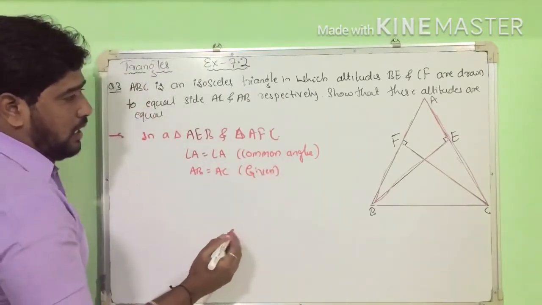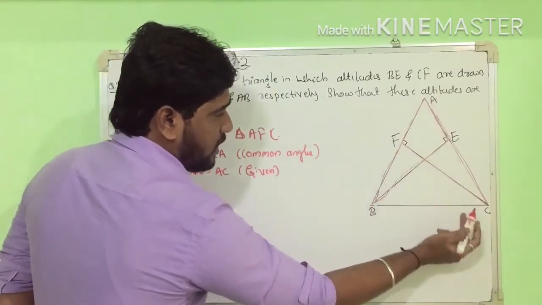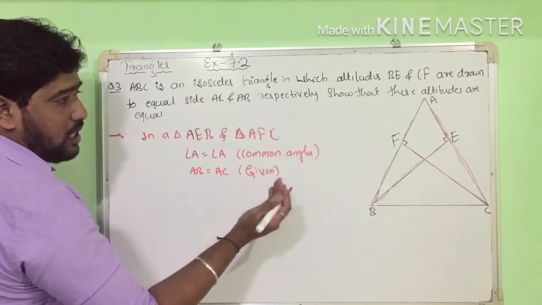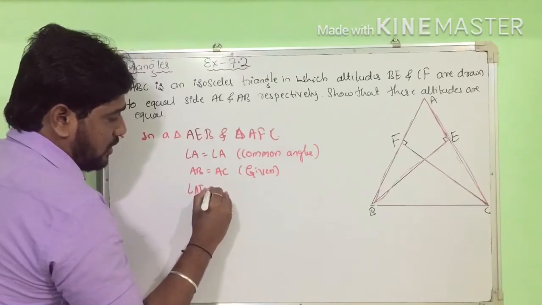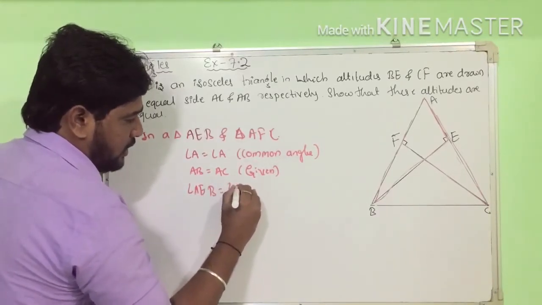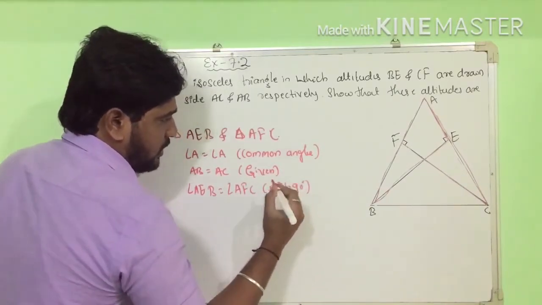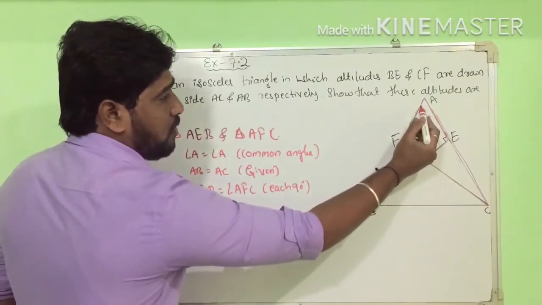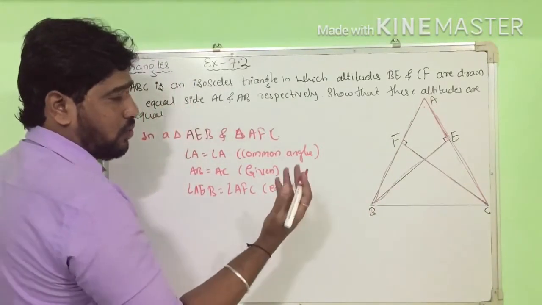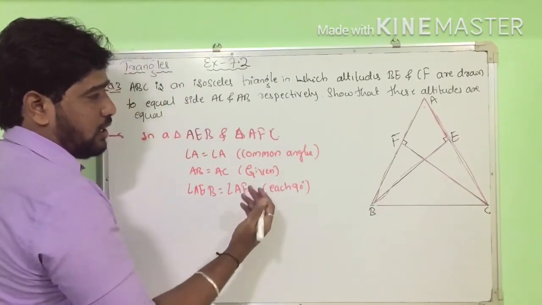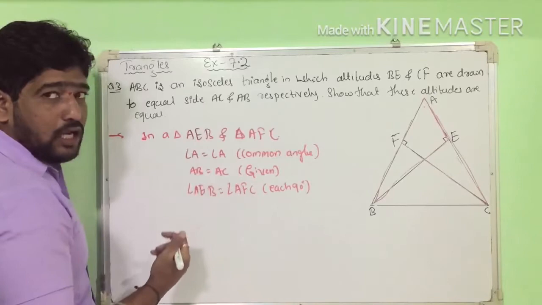And angle AEB is equal to angle AFC. These two are the 90-degree altitudes, as they said. So angle AEB is equal to angle AFC, each 90 degrees. So in these two triangles, we have two angles equal and one side equal, corresponding two angles and one side. It means these two triangles are congruent to each other by the angle side angle property, right?